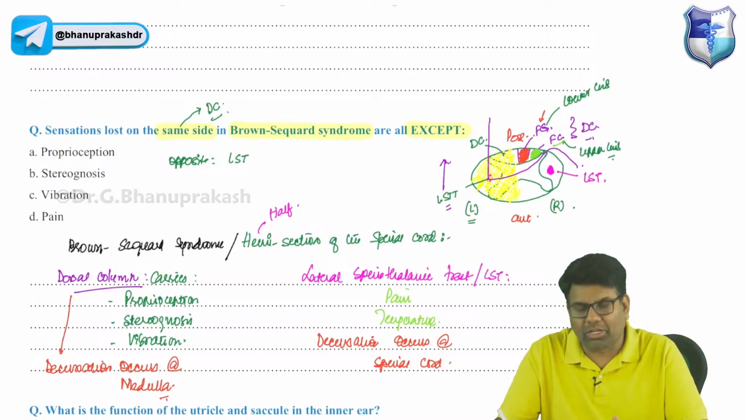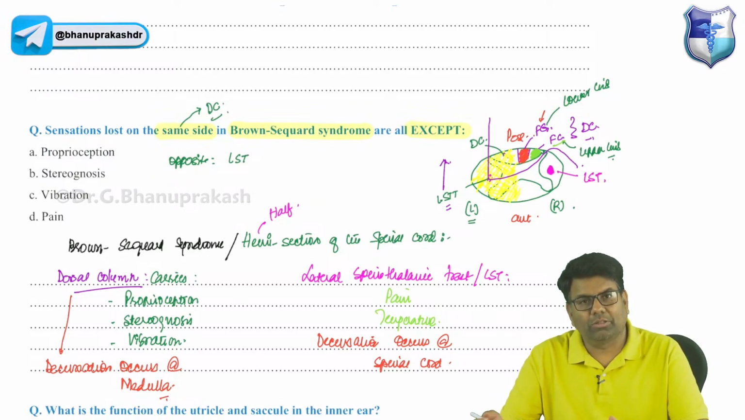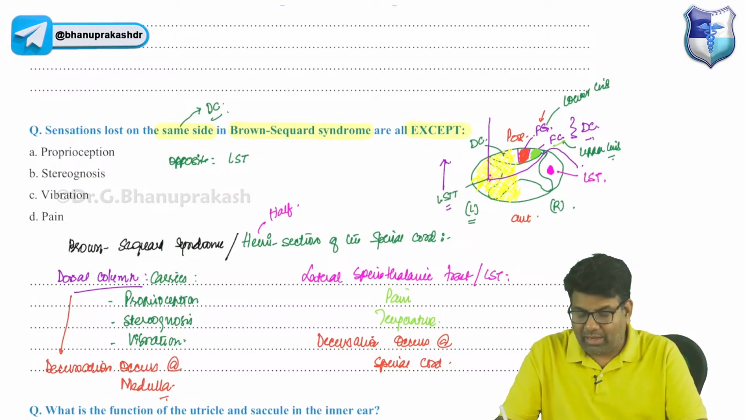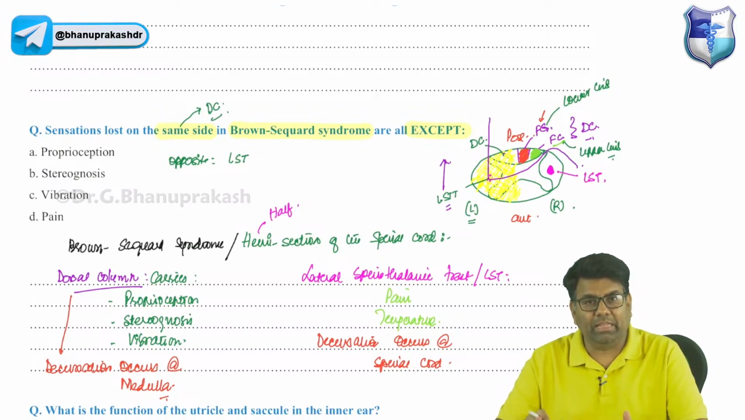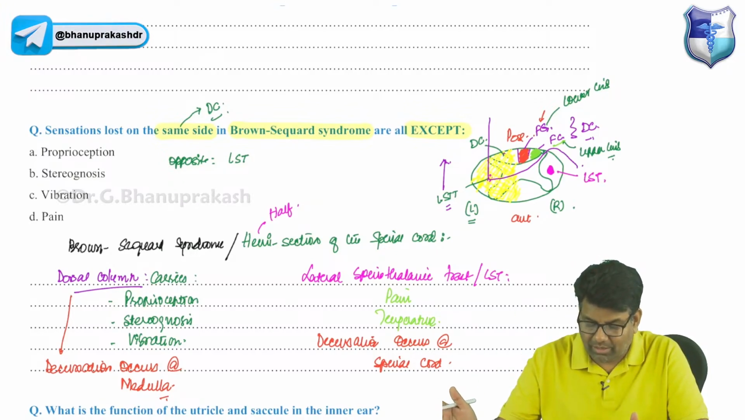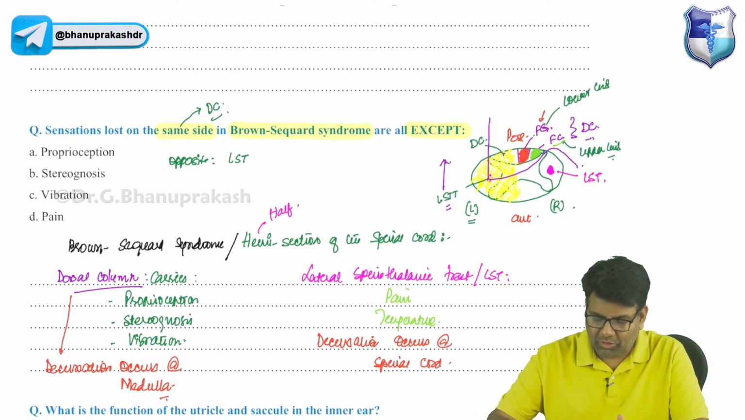Same side dorsal column, opposite side lateral spinothalamic tract, because the decussation, or the crossing over, has occurred at the level of the spinal cord only. If half of the spinal cord is injured, it will affect the fibers of the lateral spinothalamic tract, which are actually taking the sensation from the opposite side. Clear? So opposite LST, same dorsal column.